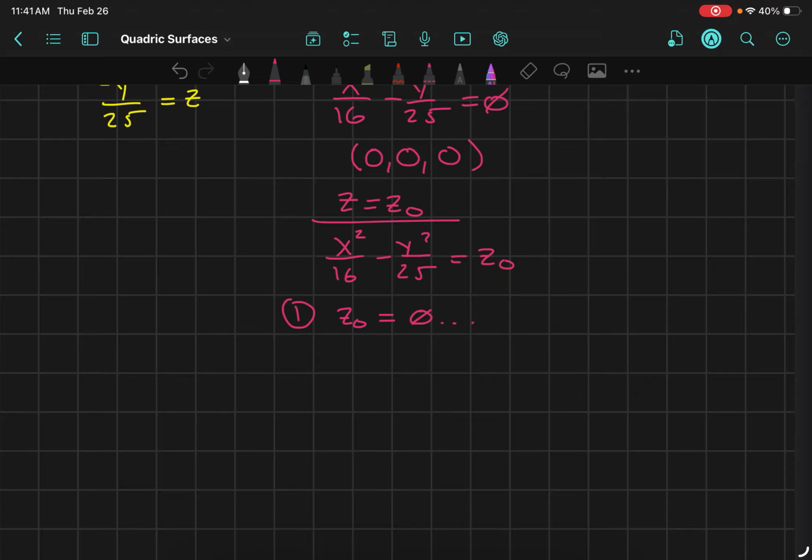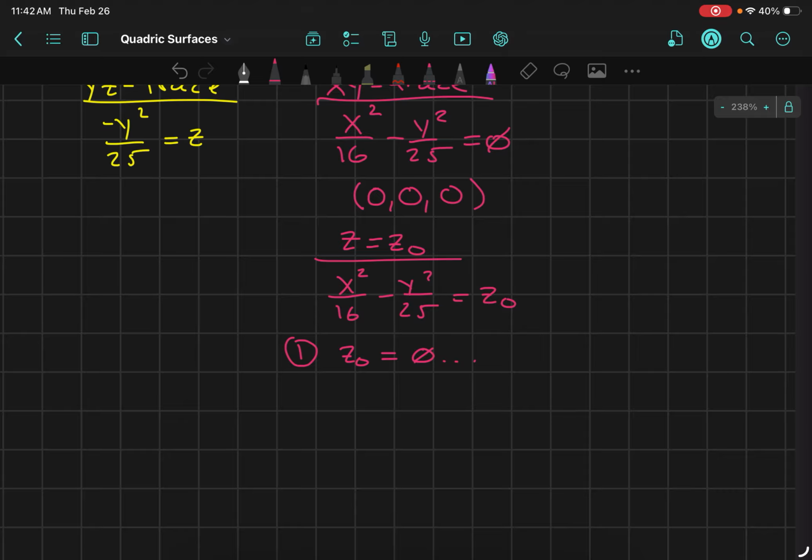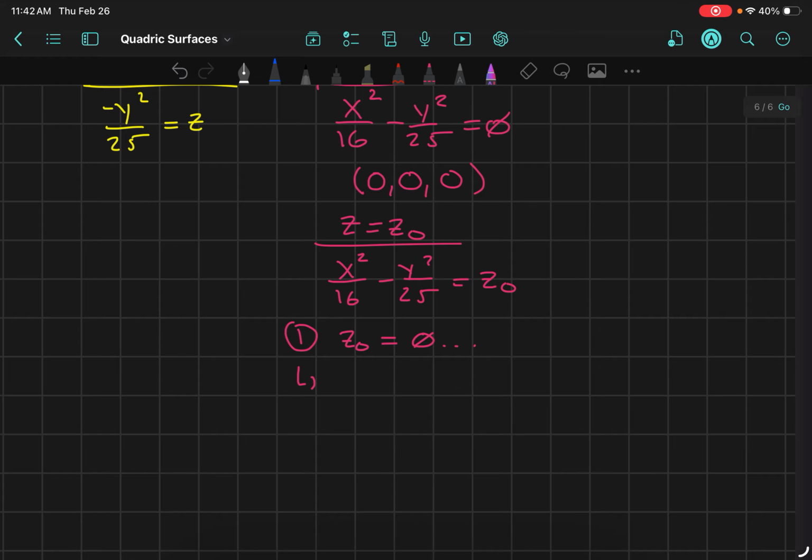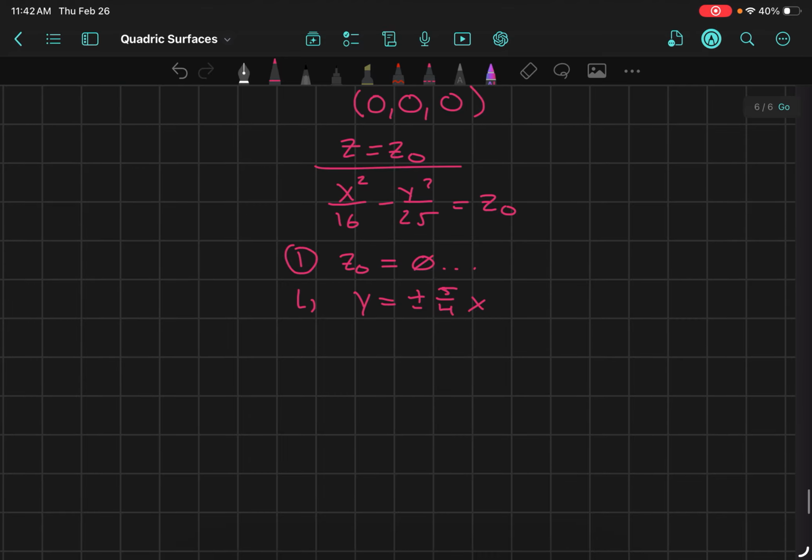But we'll just solve the equation up there. So x squared over 16 equals y squared over 25. Take the square root of both sides: x over 4 is equal to y over 5. Multiply the 5 out, and we have y is equal to positive or negative 5 over 4 x. I'm not going to show the work there, since I've been doing it the whole series.